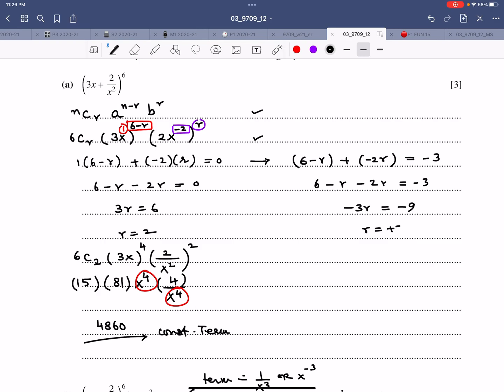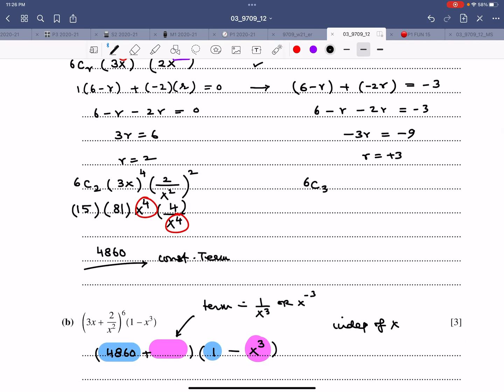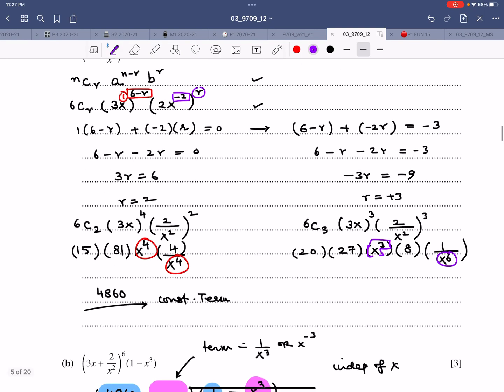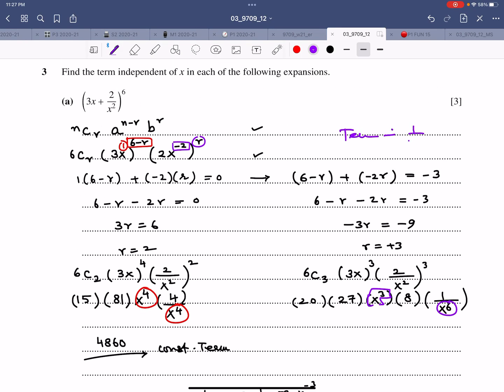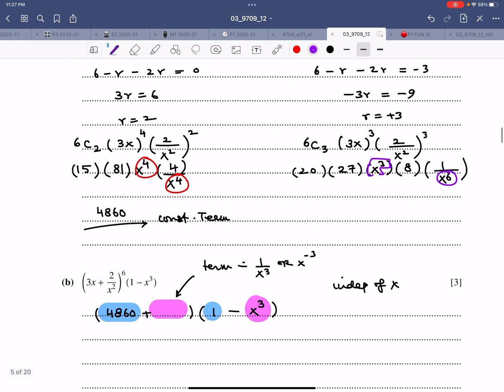So therefore this is 6c3. This is 3x raised to power of 3. This is 2 over x square raised to power of 3. This is 20. This is 27. This is x cube. This is 8. This is 1 over x6. Now double check. We have this thing as x cube. We have x6. So that gives you overall term in 1 over x cube. That is perfect. Now multiply 20 into 27 into 8. That comes out to be 4320. So 4320 1 over x cube. So this is the coefficient.